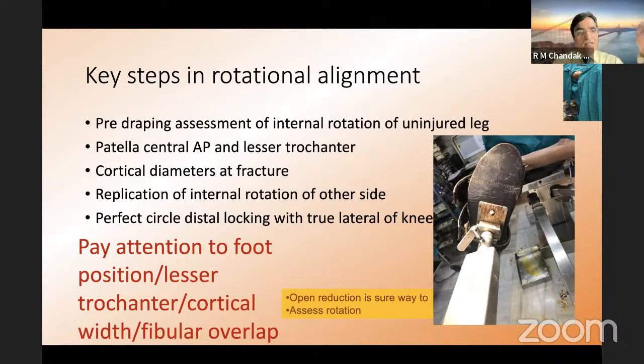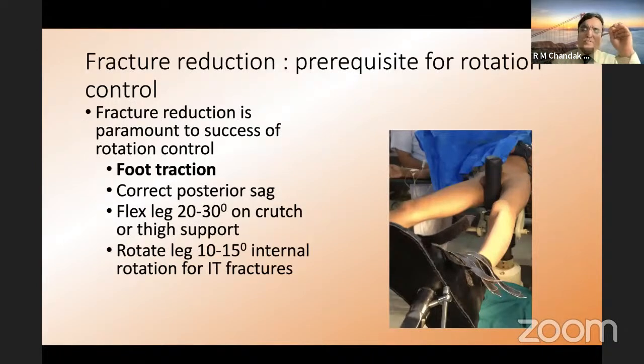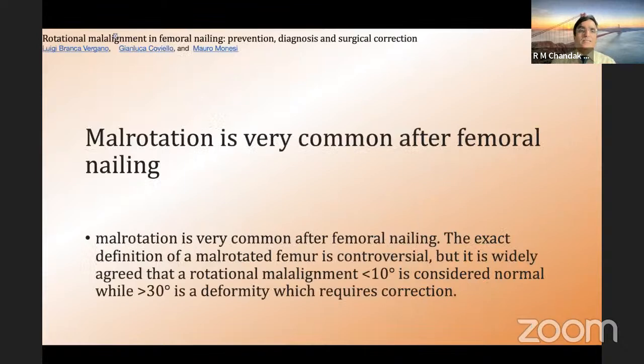In the distal interlock, we have to look for a perfect distal interlock with a true lateral of the knee. Pay attention to four important things: foot position, lesser trochanter, cortical width, and the fibular overlap. Of course, this starts with the fracture reduction itself, which is a prerequisite for rotation control. Fracture reduction in our day-to-day femoral nailing is a four-step procedure, and we also have to pay attention to all this.